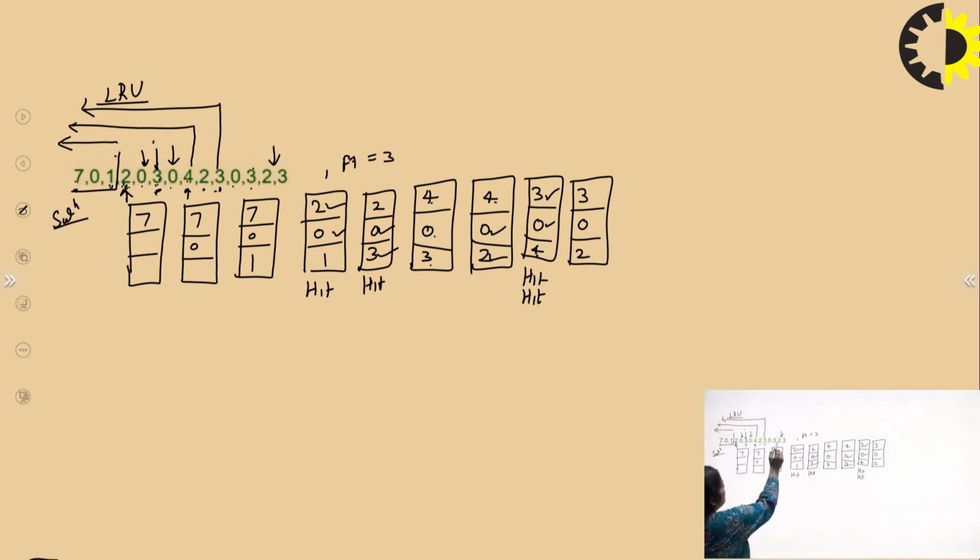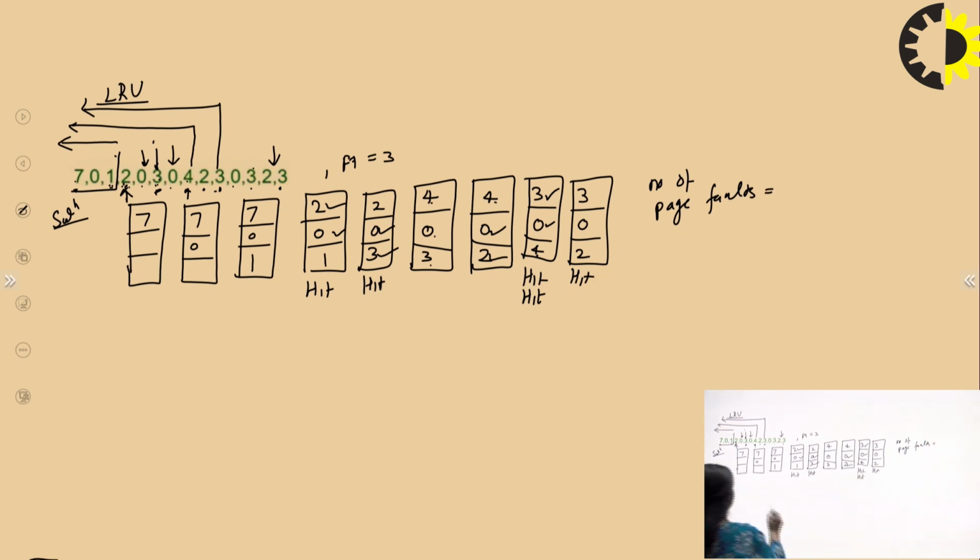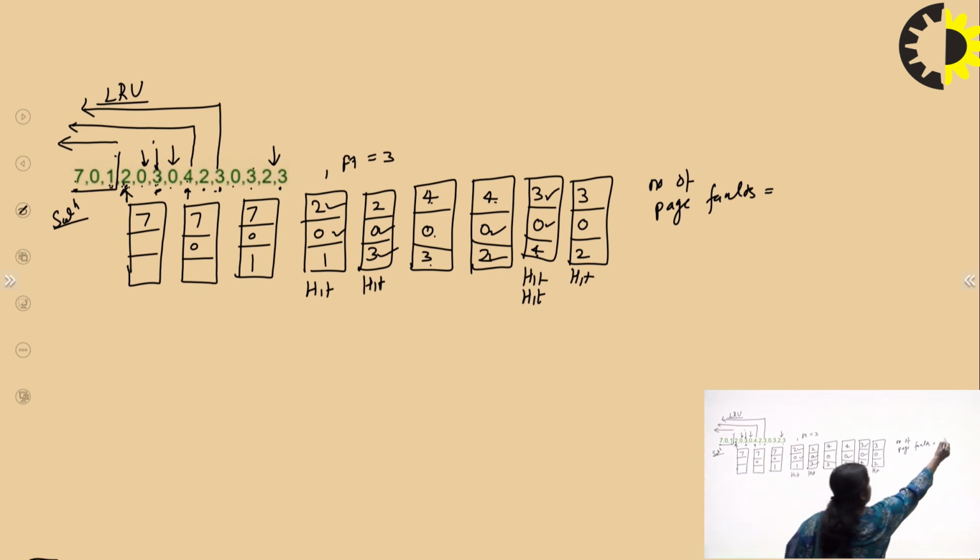Fine. Now the 3 is already there, there is a hit. So the number of page faults will be 1, 2, 3, 4, 5, 6, 7, 8, 9. This will be the number of page faults, or you can say this is the answer.